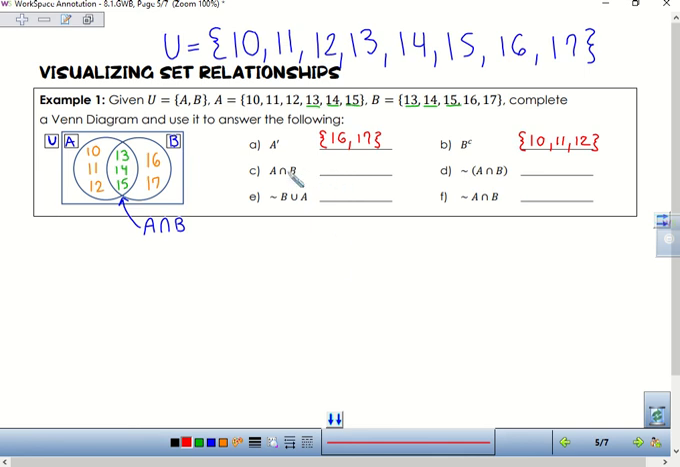So this right here is the intersection of A and B. That means what they have in common, which are what three numbers? Good, 13, 14, and 15.